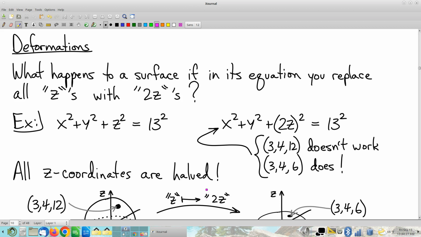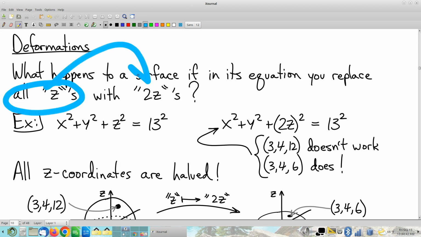Okay, next, what I'm calling deformations. So suppose you have an equation, and then suppose you tweak the equation. That's the premise that we're going to start with. So, for example, what if everywhere you see a z, you replace that with 2z in your equation?